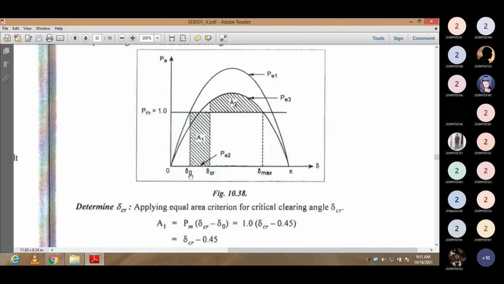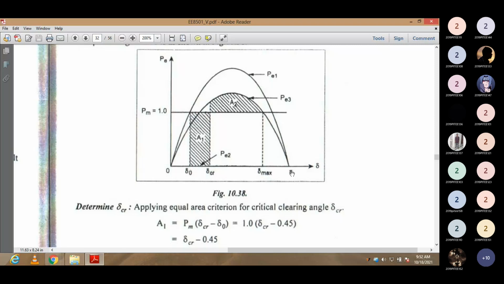Del naught is determined as 0.45. Correct? So this is the fault rise or maximum point. In this place, you have the maximum rising of your fault. So it is del CR. Okay. Next, after the curve ending, the fault is cleared and it settles to your normal operation, you have another intersecting point. So I can say it is del max. My integral limit should be del naught to del max.